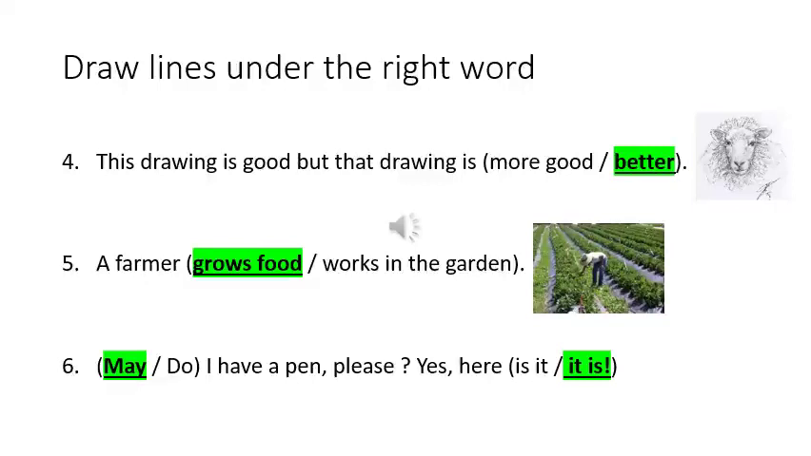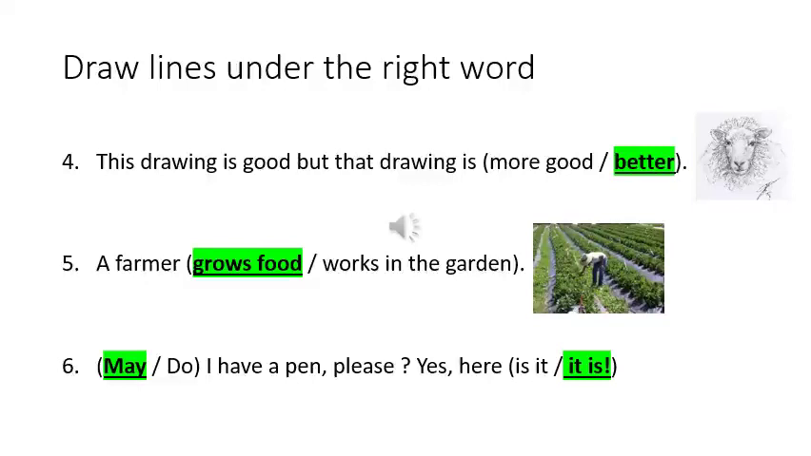Fifth one. A farmer dash. What does the farmer do? A farmer grows food. What is the second option given here? Works in the garden. Who works in the garden? Gardener, not the farmer. Okay? So what is the correct answer? Grows food. The sentence will be, a farmer grows food.